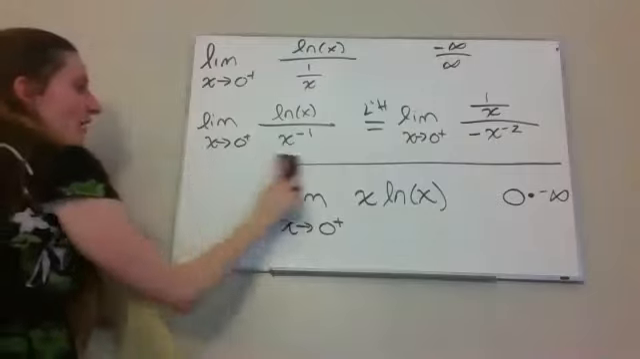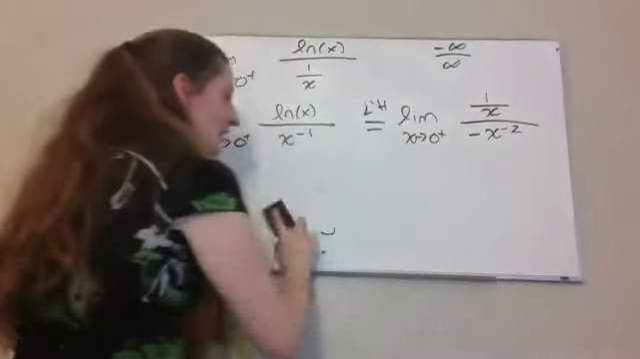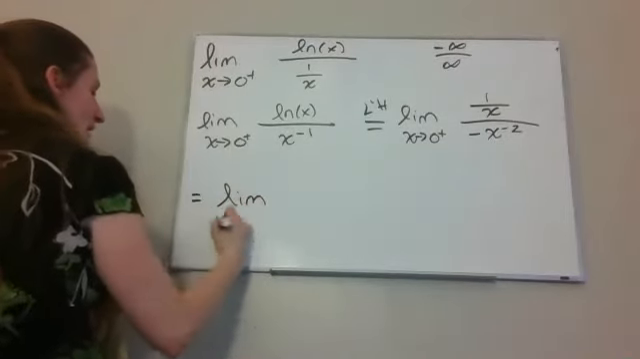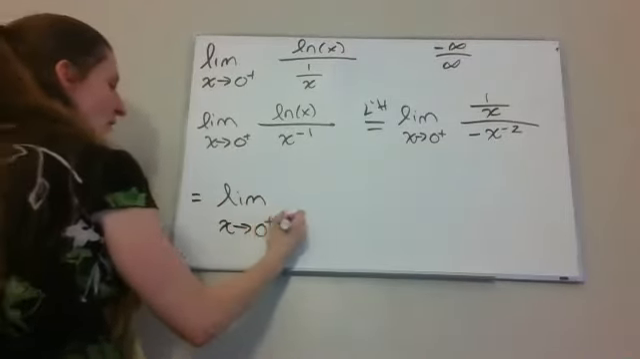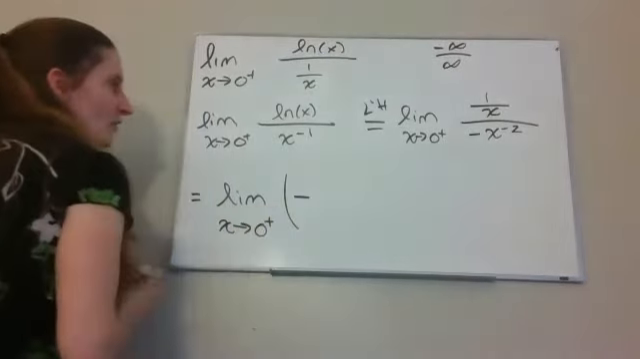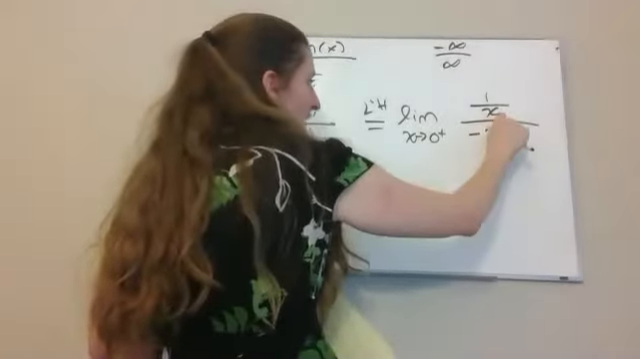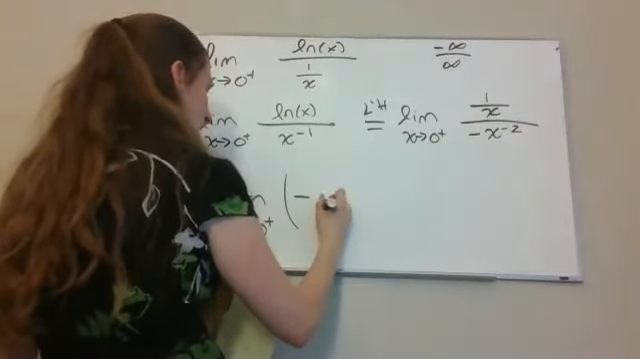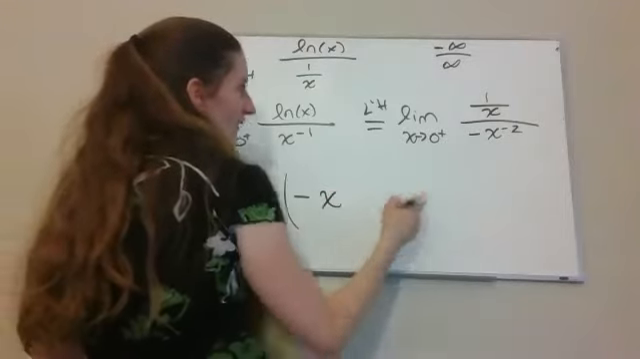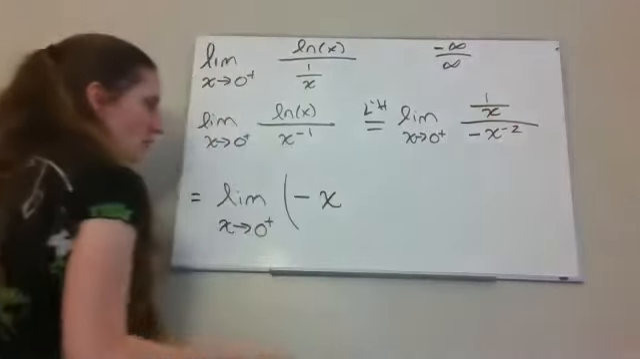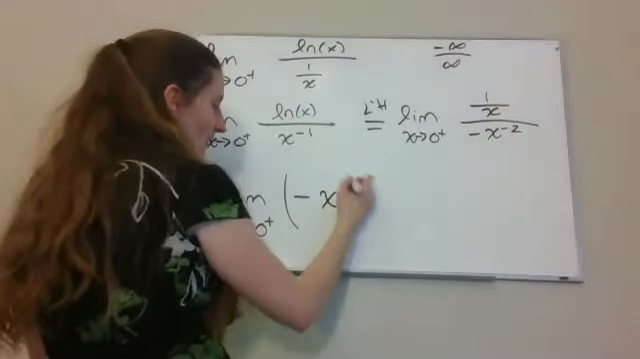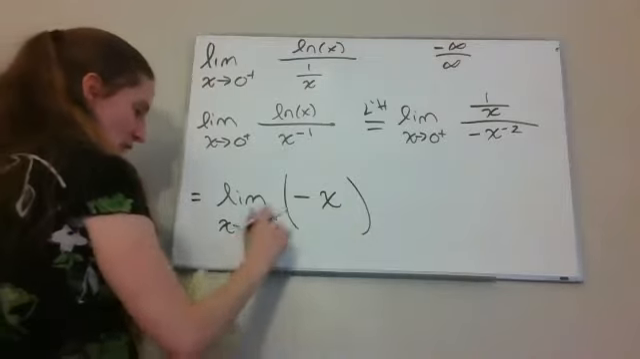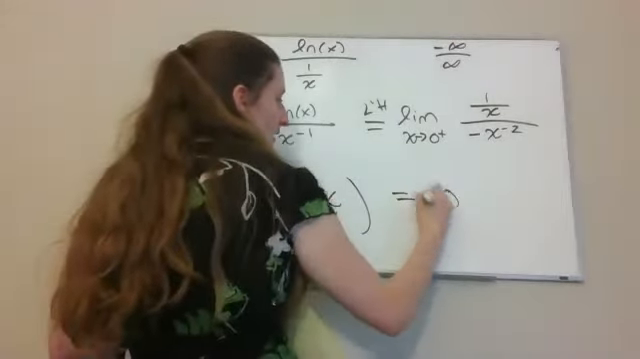So now let's simplify this. I know it's negative. I have a limit as x goes to 0 from the right of negative... well, this is x to the negative 1, and this is an x to the negative 2, and when I simplify, I'm going to get just an x, because it's a negative 1 minus a negative 2 power, which is a positive 1 power. Now when I take this, as x approaches 0 from the right, I get 0.